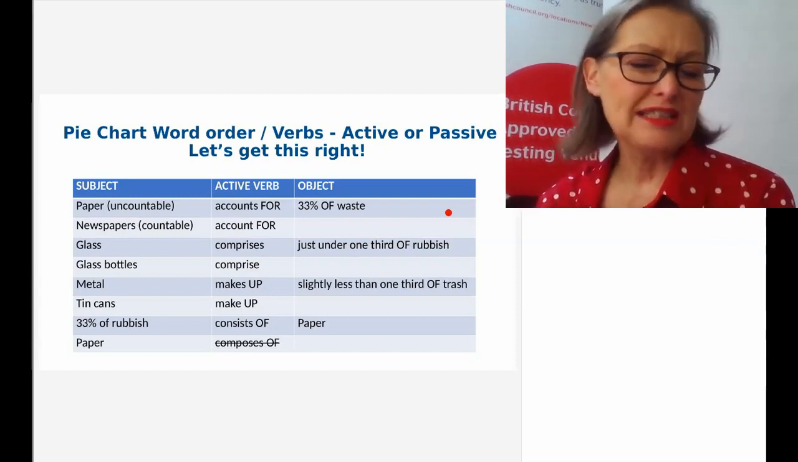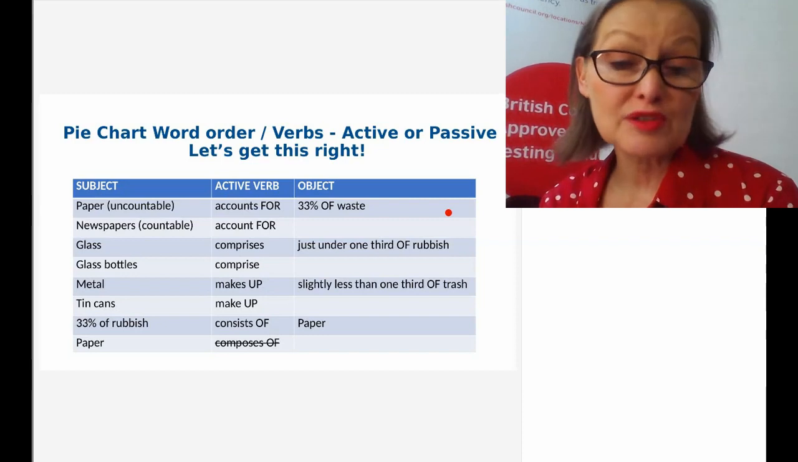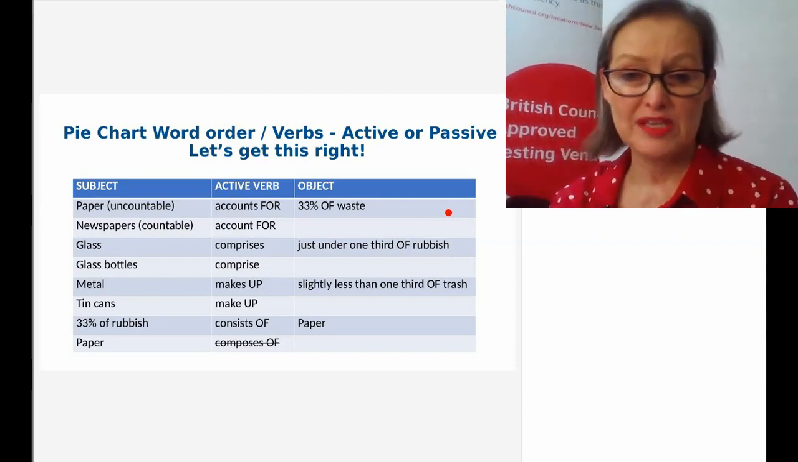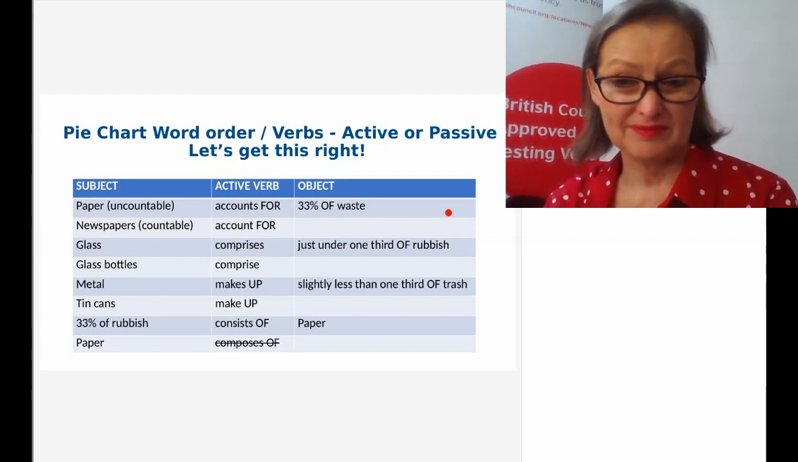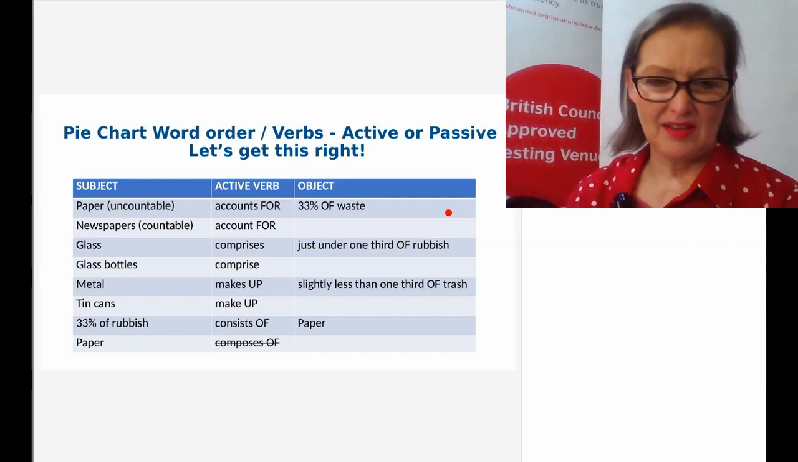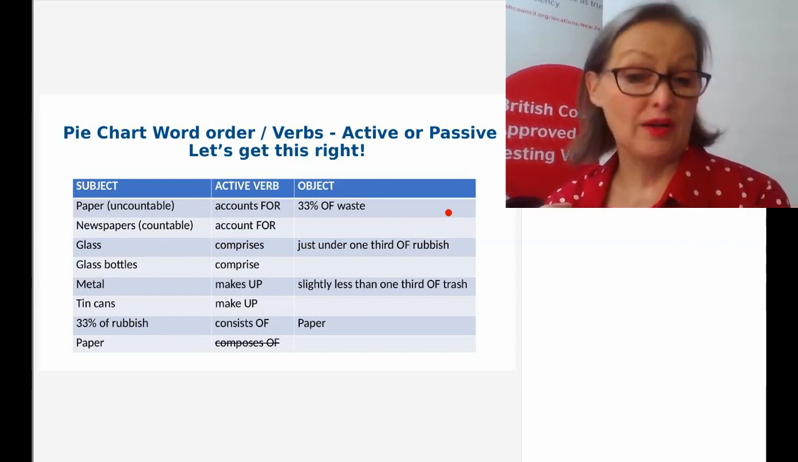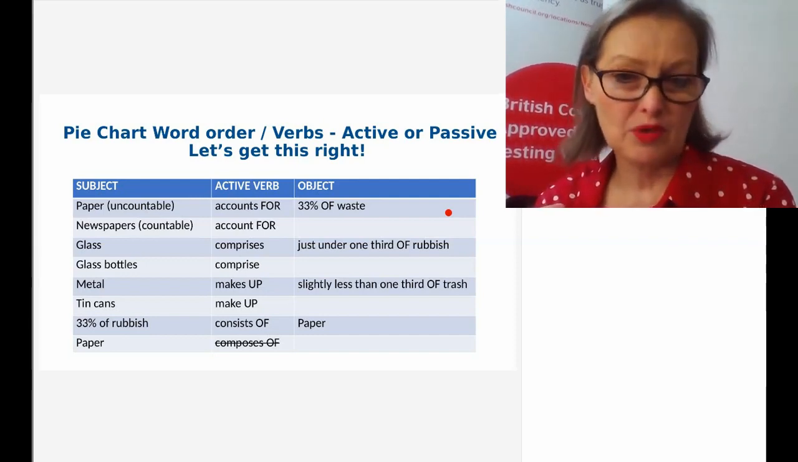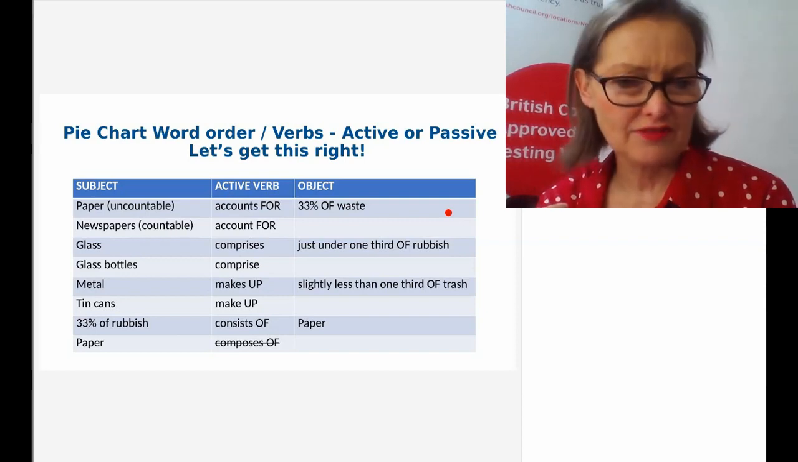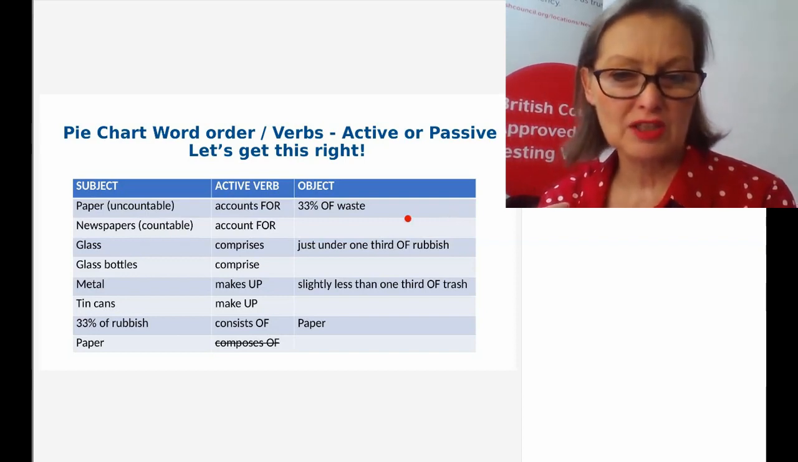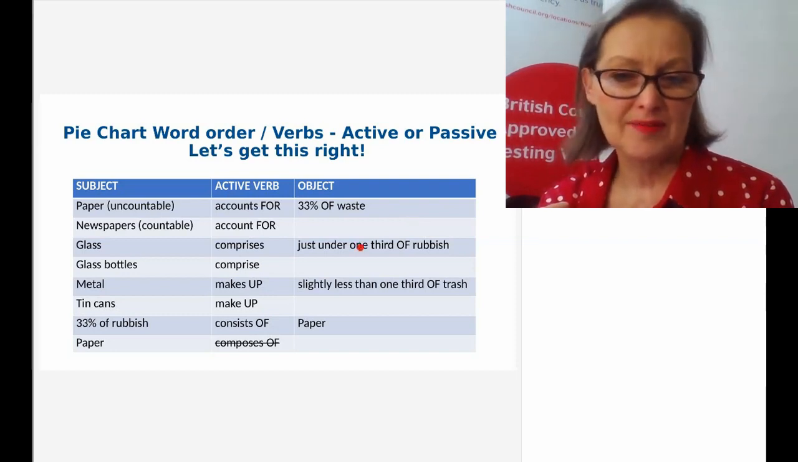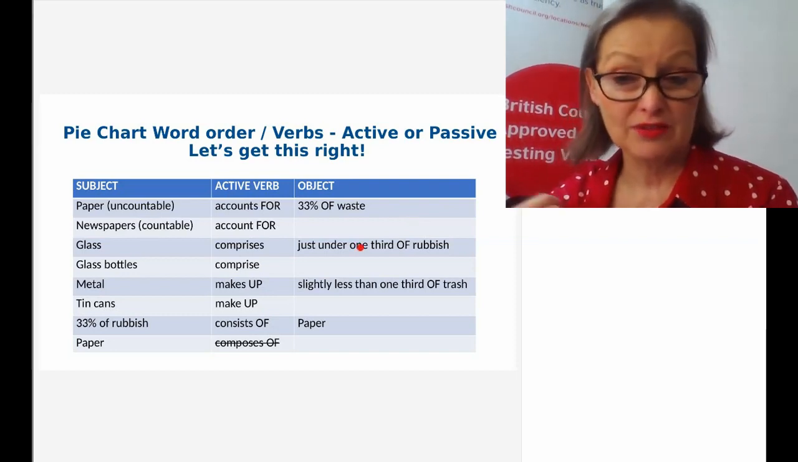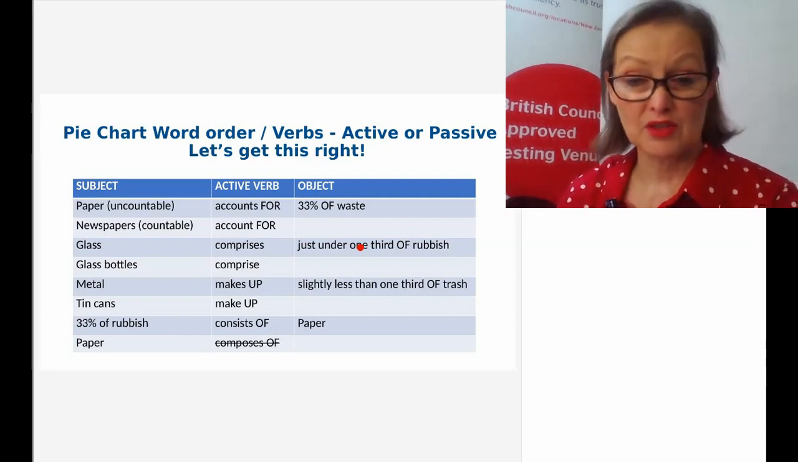But if we wanted to take a little bit of liberty, we could talk about glass bottles to vary our vocabulary, and we would then say glass bottles comprise of. I should have dropped the of there. Comprises, we don't actually have a preposition. We just talk about glass comprises just under 1/3 of rubbish. Glass bottles comprise just under 1/3.